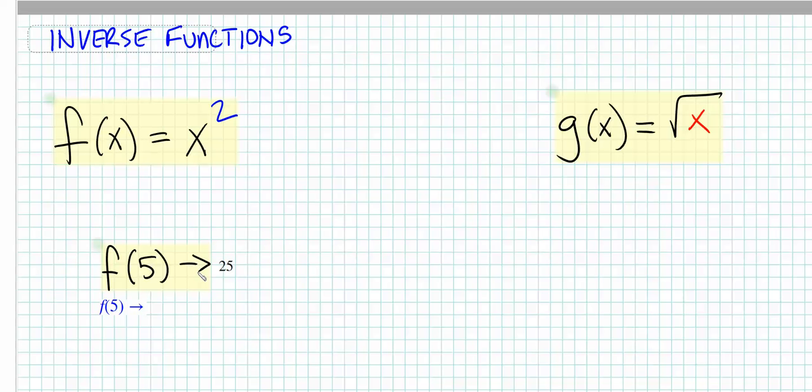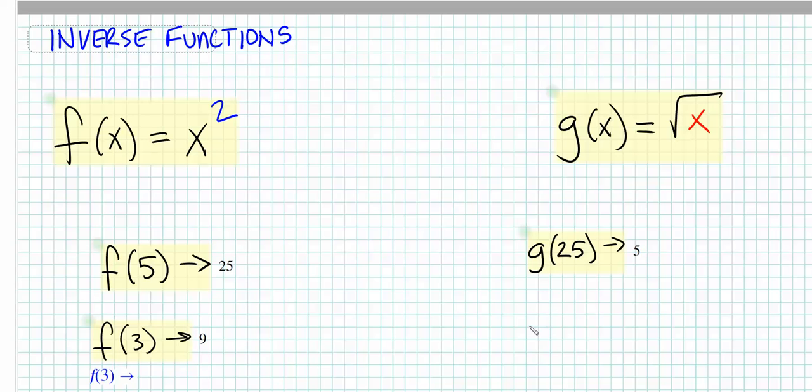Now, what if I ask the calculator for g of 25? What's it going to spit back? It's going to spit back 5. What if I ask the calculator for f of 3? F of 3 is going to give me 9. What if I ask for g of 9? It's going to give me 3.